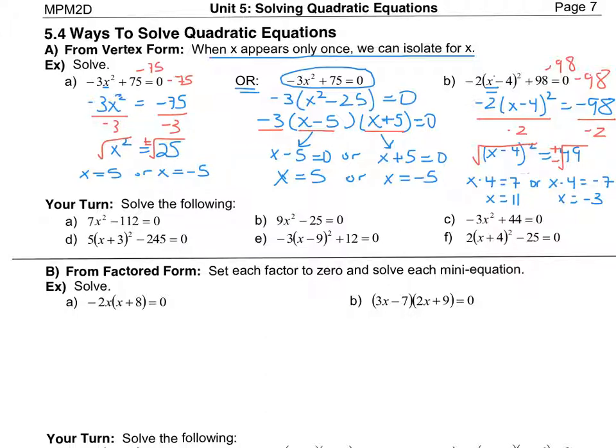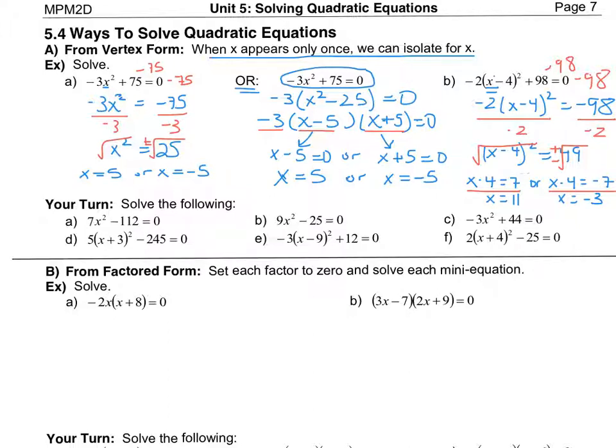Okay, so when I subtracted 98 from both sides, I got negative 2 times x minus 4 squared equals negative 98. Divide both sides by negative 2, and we've got x minus 4 all squared equals 49. Then I took the square root of both sides, and that gives me two things. So I've got x minus 4 equals positive 7, or x minus 4 equals negative 7, which then gives me an answer of x equals 11, or x equals negative 3.